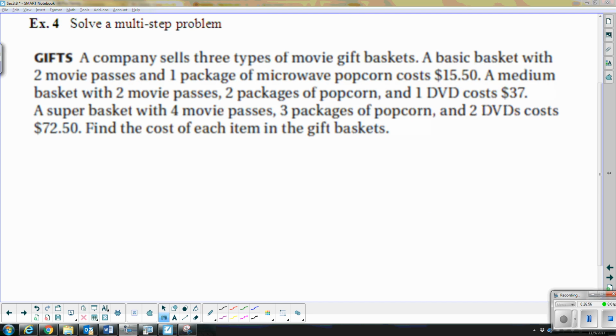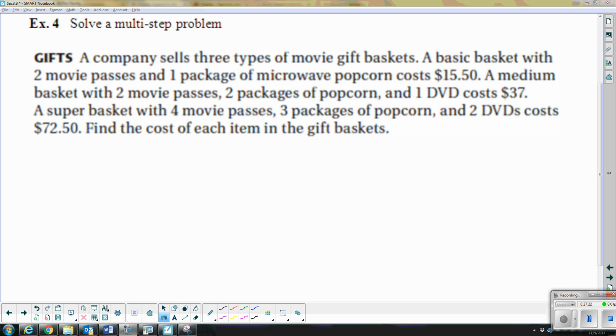All right, and then the last problem is solving a multi-step problem. So in this one, we actually have to set up our equations. So solving linear systems, if you have word problems, you're going to have to set up the equations. This case is no different. We have to set up our matrices. So we're going to set up our constant matrix, our coefficient matrix, and our variable matrix. But before we do that, we need to actually figure out what our equations are.